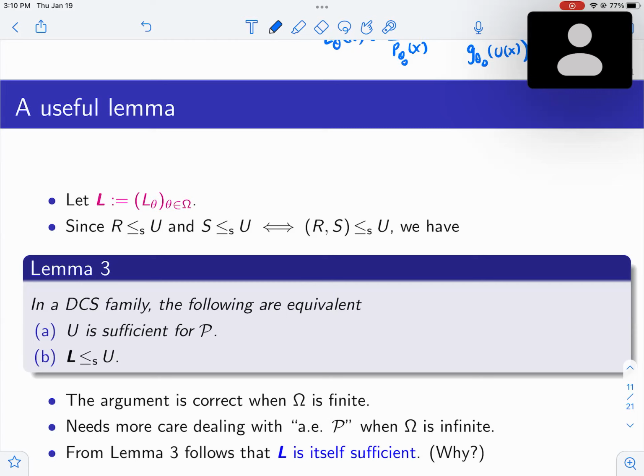So if you take U to be L, from this part we get that L itself is sufficient, and also this is saying that if U is sufficient, then L is a function of U for all U, so this L has to be minimal sufficient. So this statement both shows sufficiency of L and also minimal sufficiency of L. It seems a little bit circular, but if you think about it.